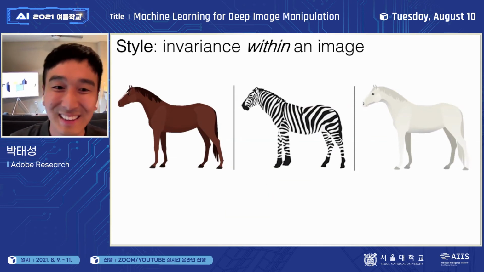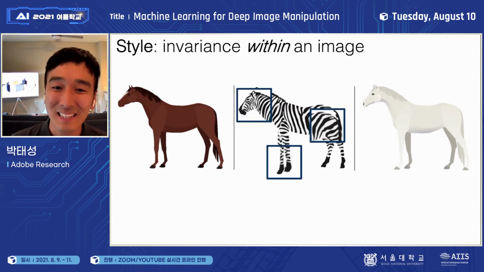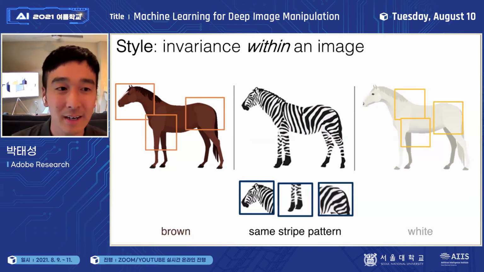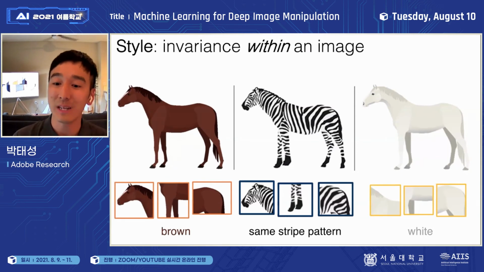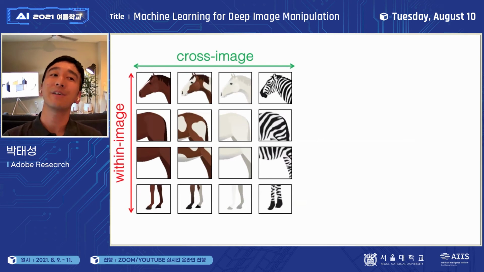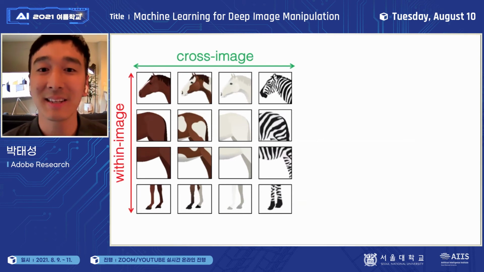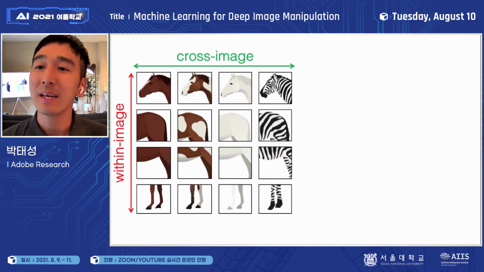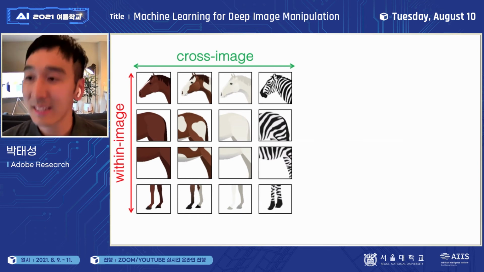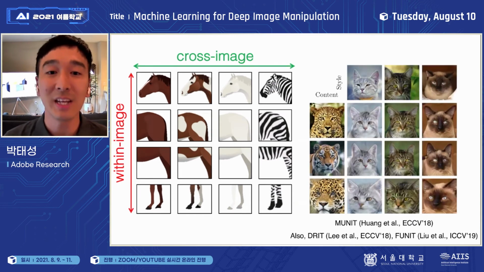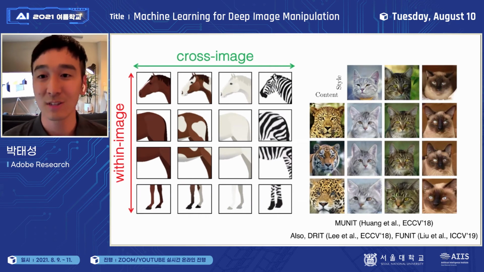Sounds pretty obvious. On the other hand, style can be viewed as the information that stays invariant within the image, like this zebra stripe pattern, but they should be distinct between images. So we can maybe create this grid that shows the disentanglement of within image and cross-image variation. And it can be maybe compared to the content and style definition used by image translation models, including MUNIT, DRIT, FUNIT, and also StarGAN.